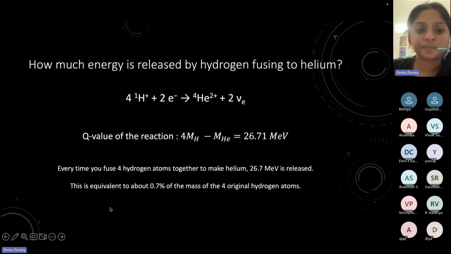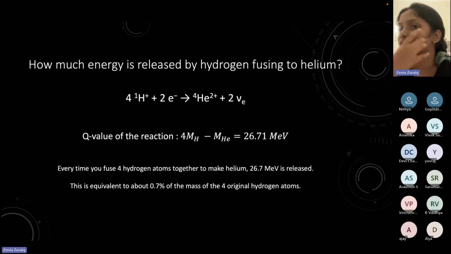So you can see that this is equivalent to about 0.7% of the mass of the original 4 hydrogen atoms. So every time hydrogen atoms are fused, less than 1% of that mass is released as energy. Right? Most of the mass, 99%, goes into making the helium atom, but less than 1% is released. But this 1% energy release is again very important, because that is what essentially stabilizes the star. And in our sun, we have so many hydrogen atoms that this energy adds up and provides us enough energy to stabilize the star and maintain hydrostatic equilibrium.